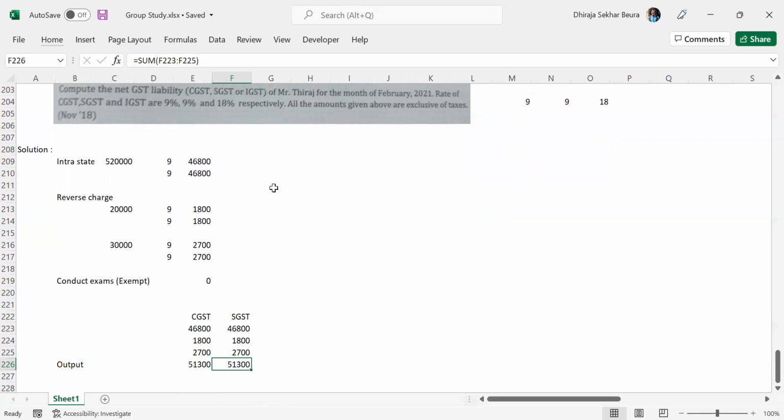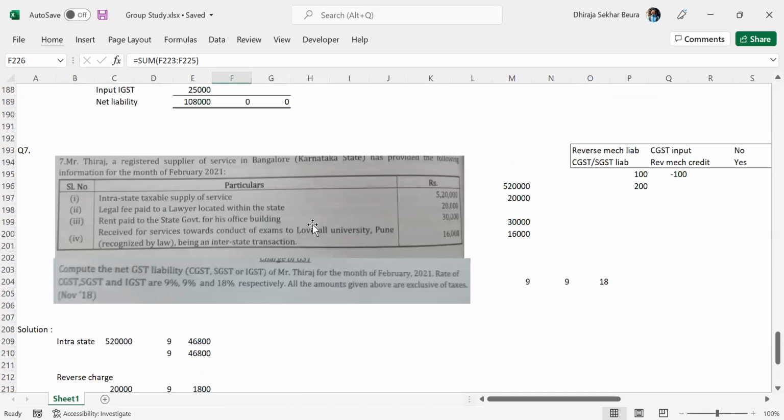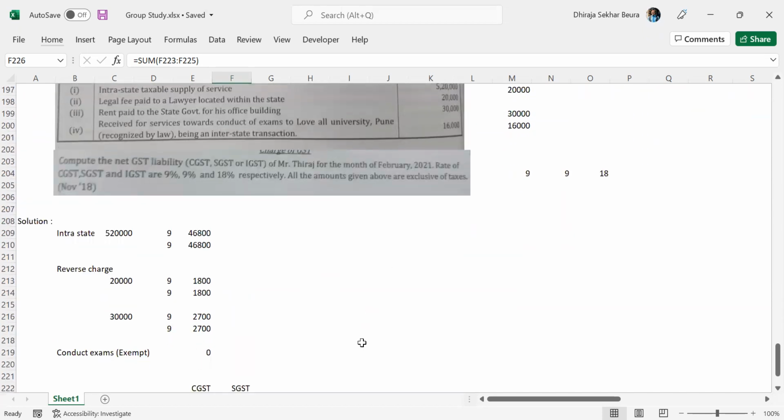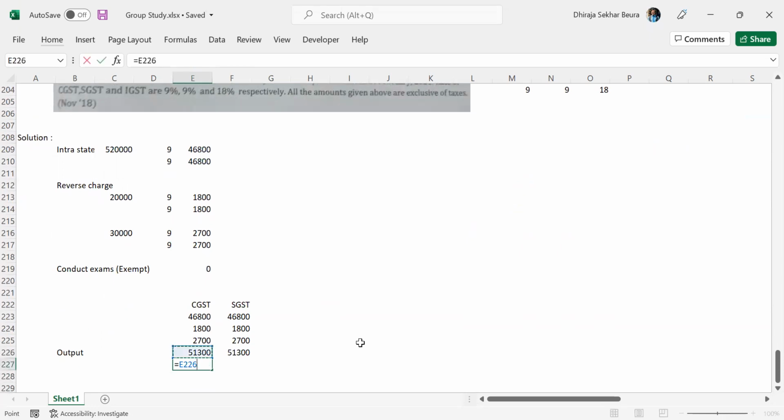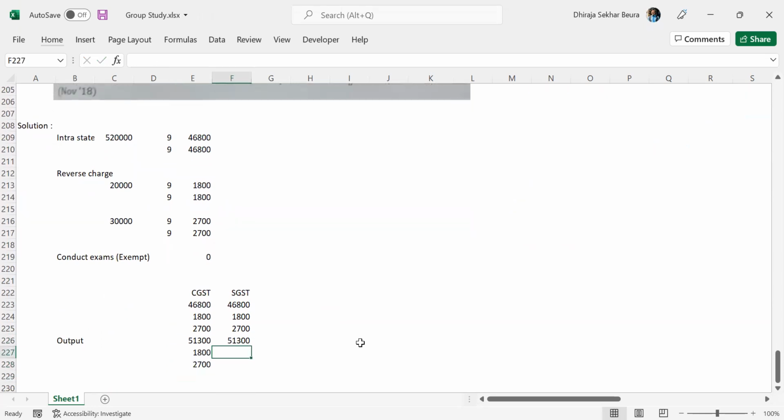No. Because it's an output GST, right? We have to deduct input GST from it. But there is no information about input in this question. But thing is, this is a reverse mechanism, right? The 1,800 and 2,700 should be deducted. You can actually deduct it from the CGST and SGST as the case may be.